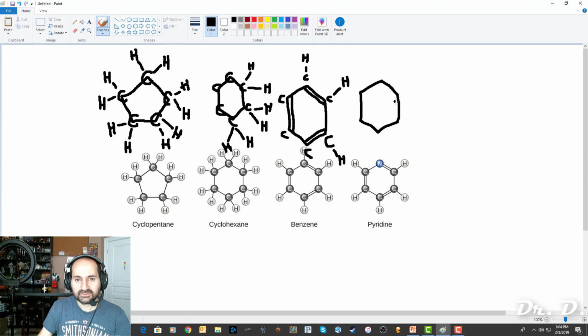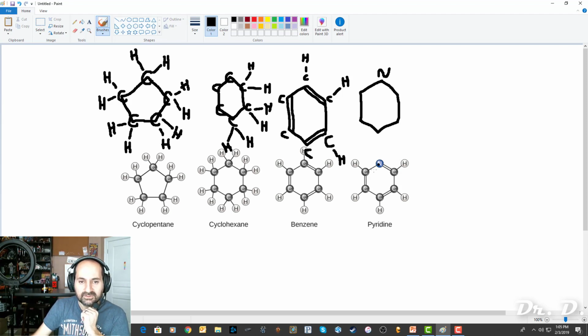Okay, the vertices are C's. Oh, by the way, let me show you something. For this one, you see how there's a nitrogen here? I would actually write that in. Does that make sense? I would write that nitrogen in. So this is how an organic chemist would denote pyridine.